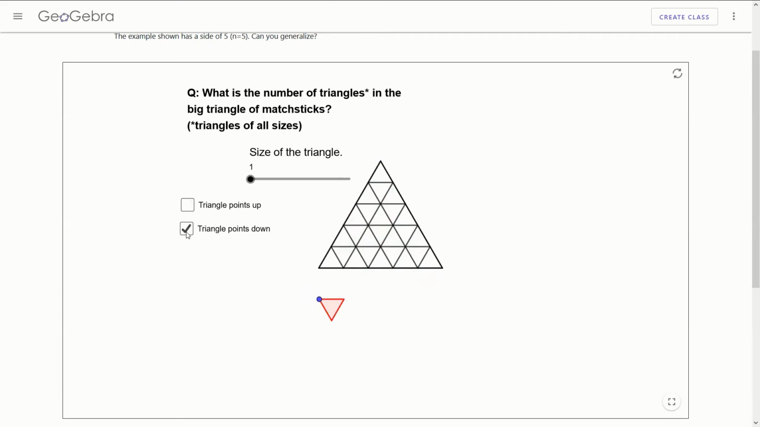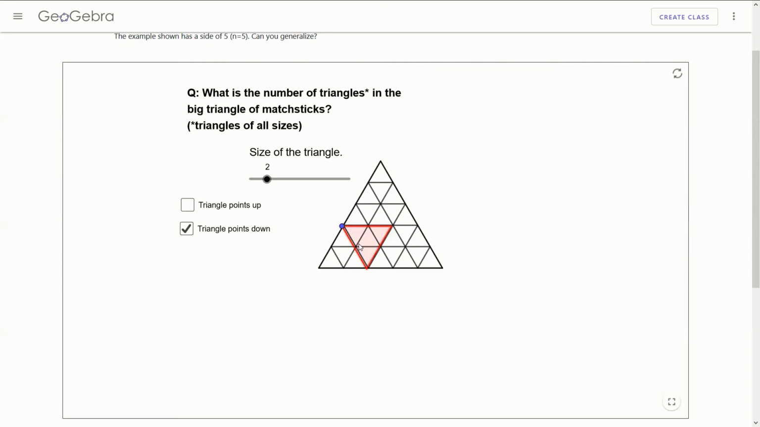Now I would like to look at the triangles that are pointing down. And I'm going to start at the bottom again. How many triangles are there pointing down? There were 5 pointing up, and there are 4 in between here pointing down. And our pattern is what we would expect. 4 plus 3 plus 2 plus 1. Now let's try for size 2.